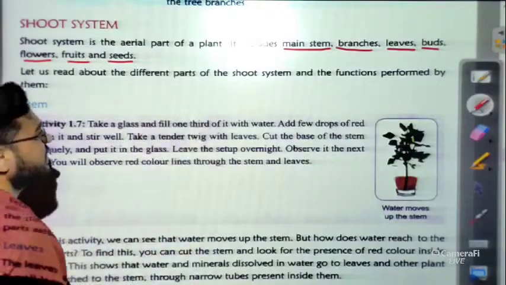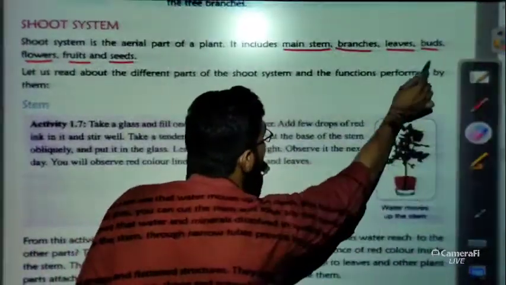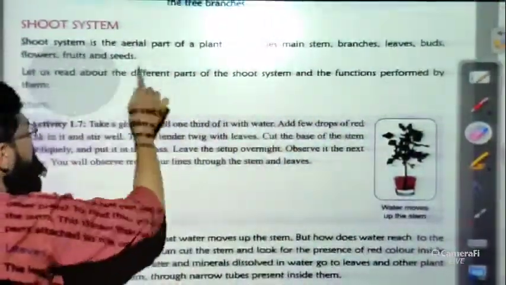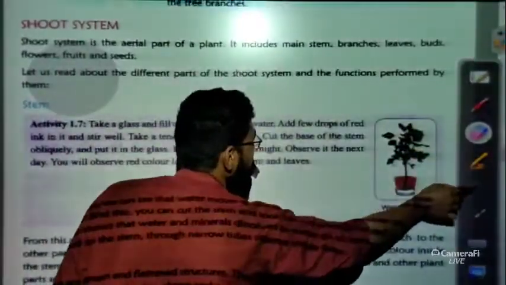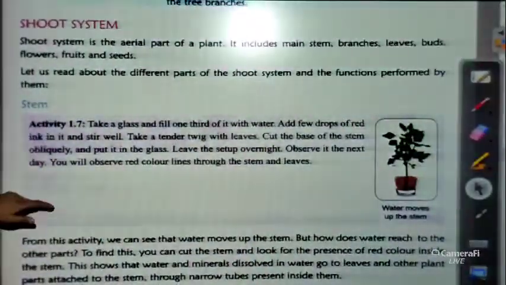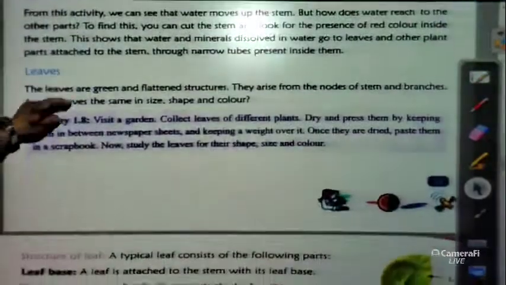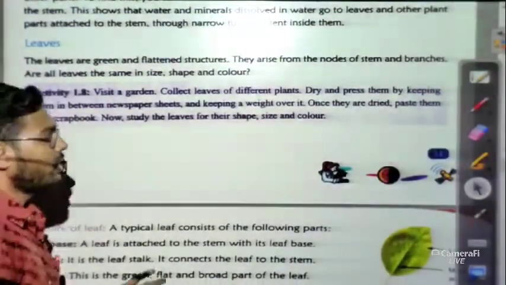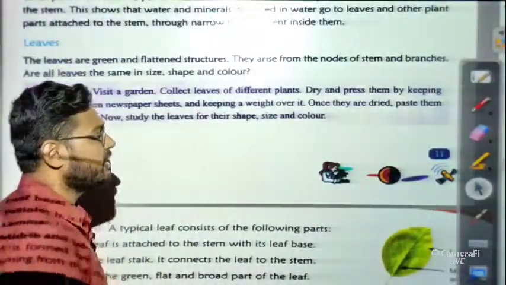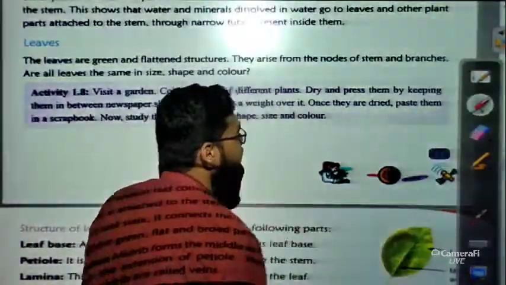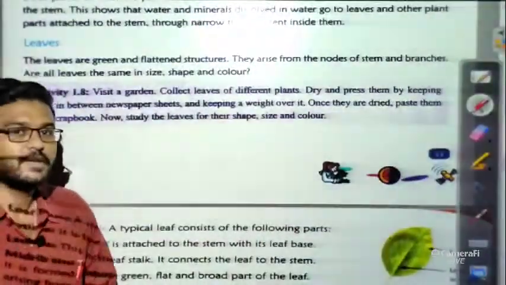So many parts are there in the shoot system, and in our previous classes we have already discussed the stem part. Today we are going to discuss leaves, all the things about leaves and the functions of leaves. So let us start today's video lecture.